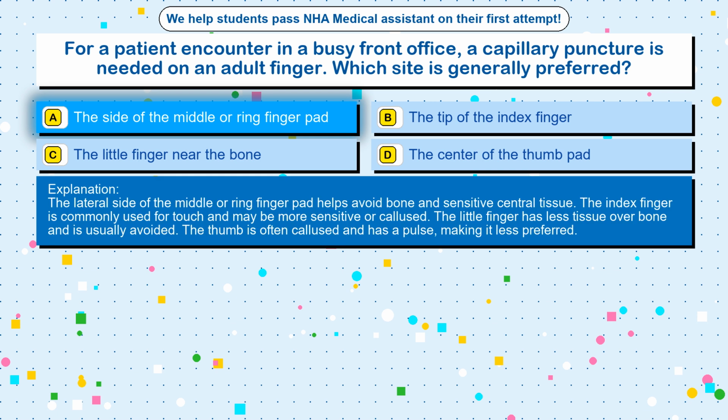The lateral side of the middle or ring finger pad helps avoid bone and sensitive central tissue. The index finger is commonly used for touch and may be more sensitive or calloused. The little finger has less tissue over bone and is usually avoided. The thumb is often calloused and has a pulse, making it less preferred.